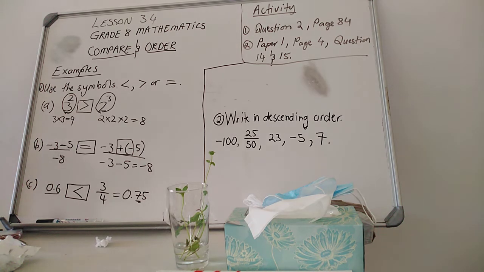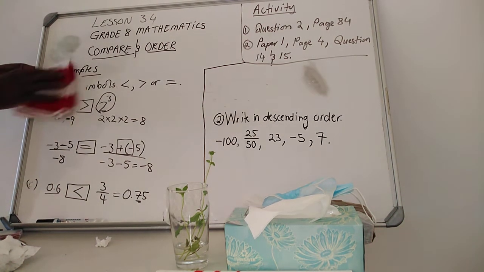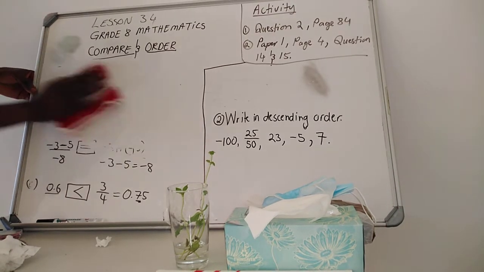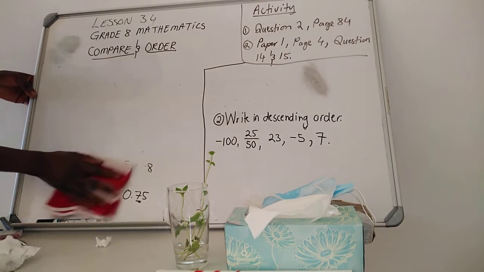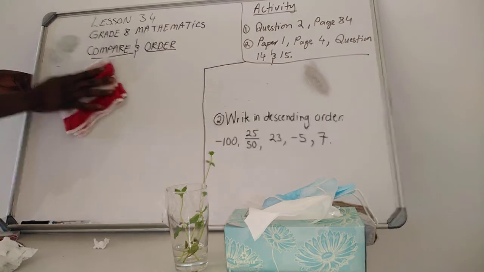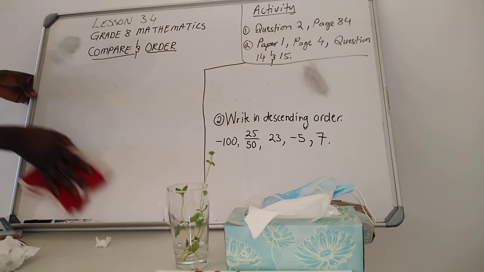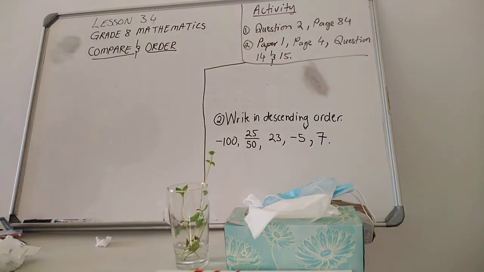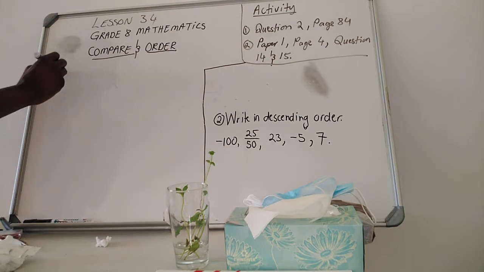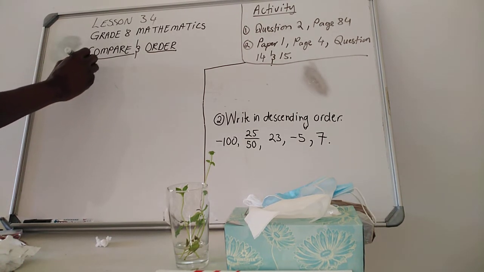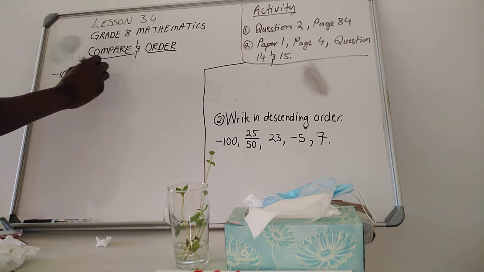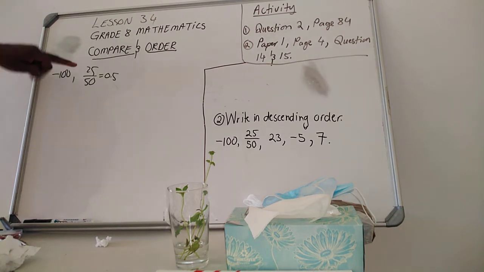Part 2, we have to write those numbers in descending order, meaning that we are going to write the numbers from the biggest to the smallest. So descending order is writing numbers from the biggest to the smallest. So we have negative 100, we have 25 over 50, which is just 0.5, is half. 25 is a half of 50, 0.5.